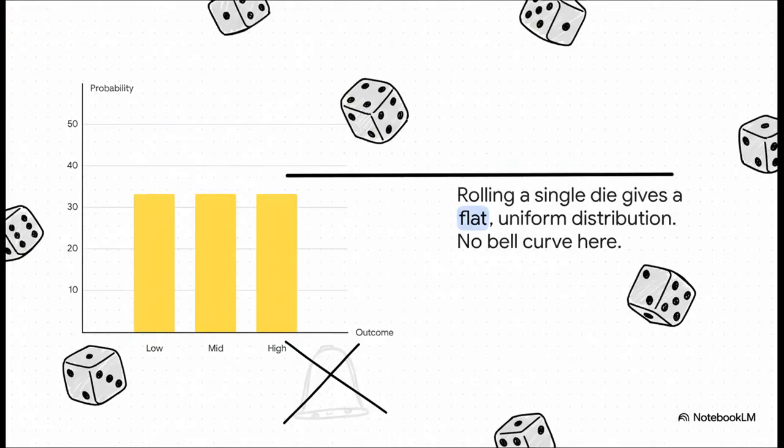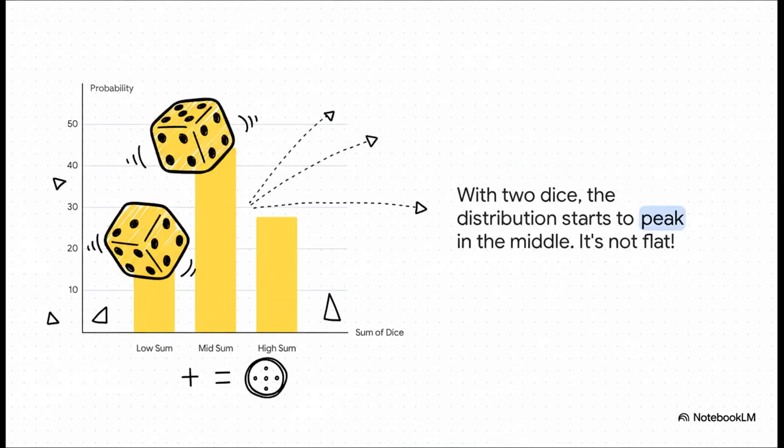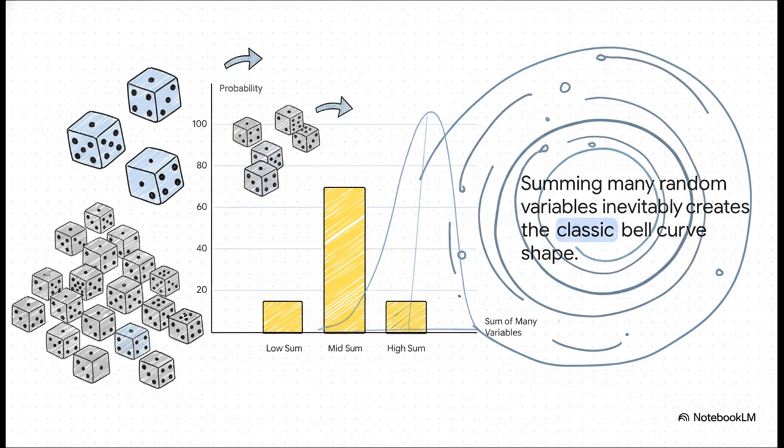If you roll a single die, any number from 1 to 6 has the exact same probability, right? The distribution is totally flat. There's not a bell curve in sight. But now let's roll 2 dice and add their values together. Suddenly, things aren't flat anymore. Getting a 7 is way more likely than getting a 2 or a 12. See that? It's already starting to build a little peak right in the middle. And this is where the magic happens.